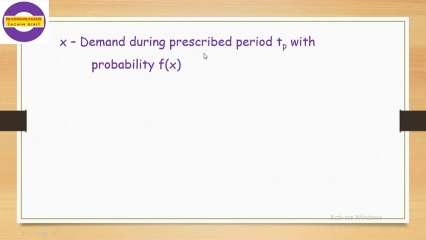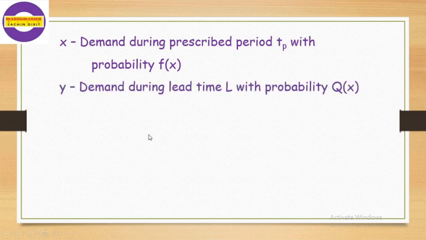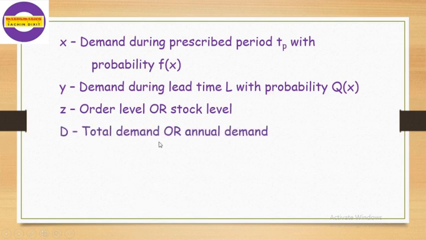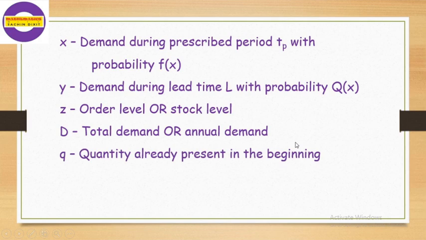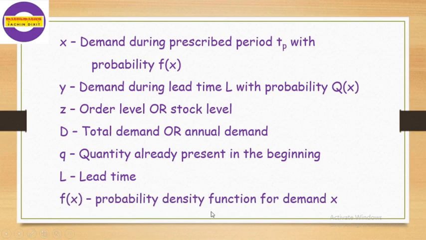X demand during prescribed period TP with probability f of x. Y demand during lead time capital L with probability g of x. Z order level or stock level. D total demand or annual demand. Small q the quantity already present in the beginning. Capital L lead time. F of x probability density function for demand x. All these are the notations which we have to use in the inventory models.